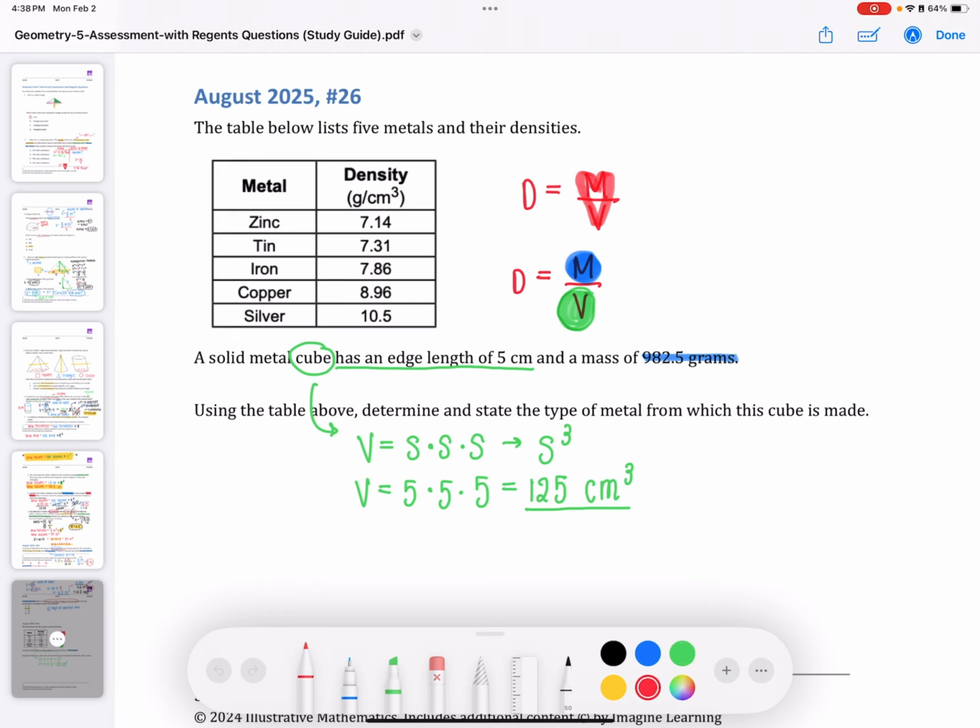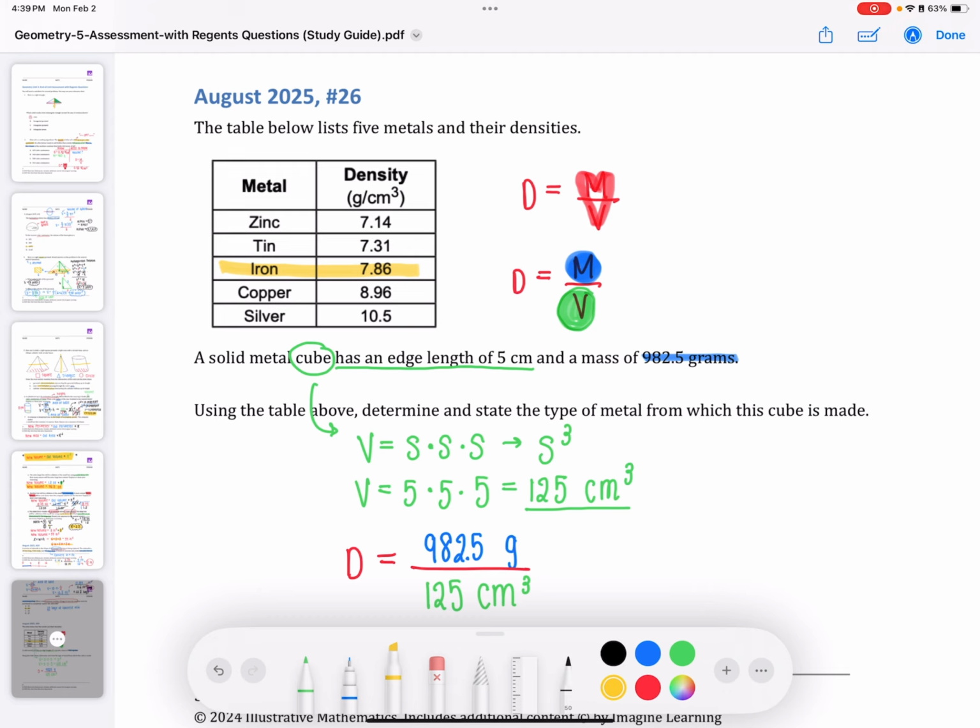Now we can solve for density. So I have D is equal to the given mass, which is 982.5 grams, and I'm going to divide that by our volume that we just solved, which is 125 cubic centimeters. When I plug that into our calculator, I end up getting 7.86 grams per cubic centimeter, which gives me iron.